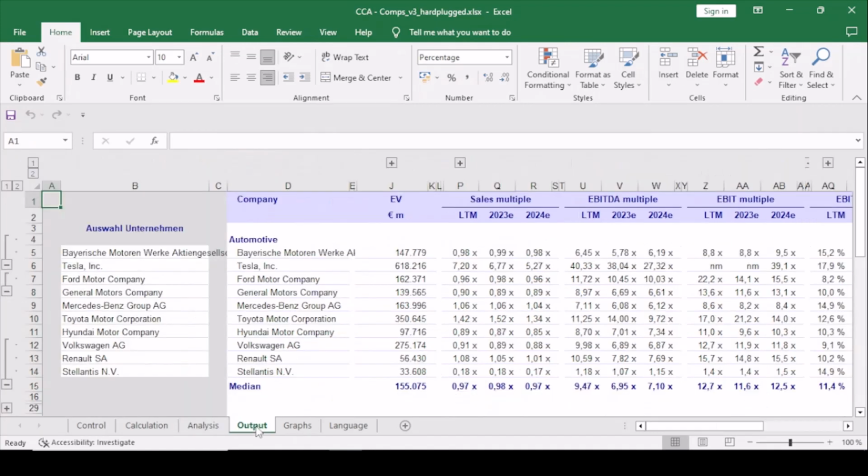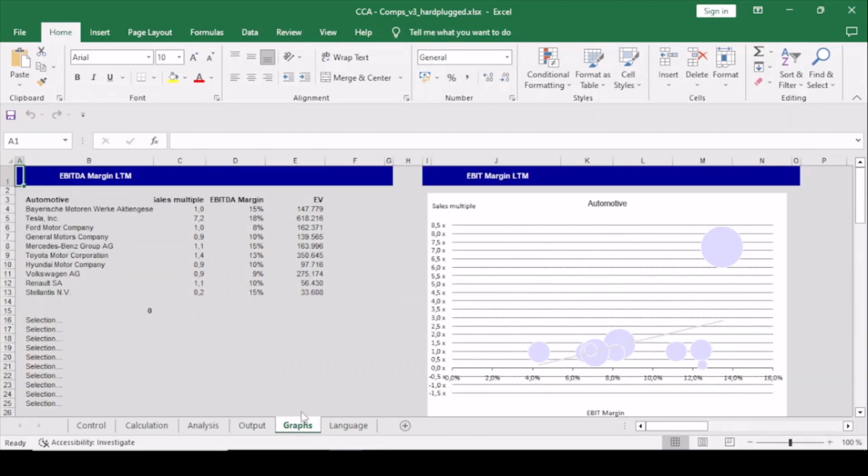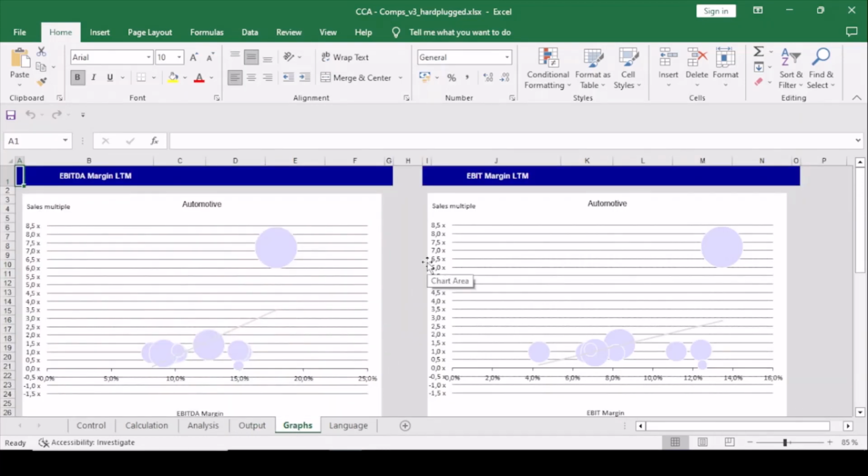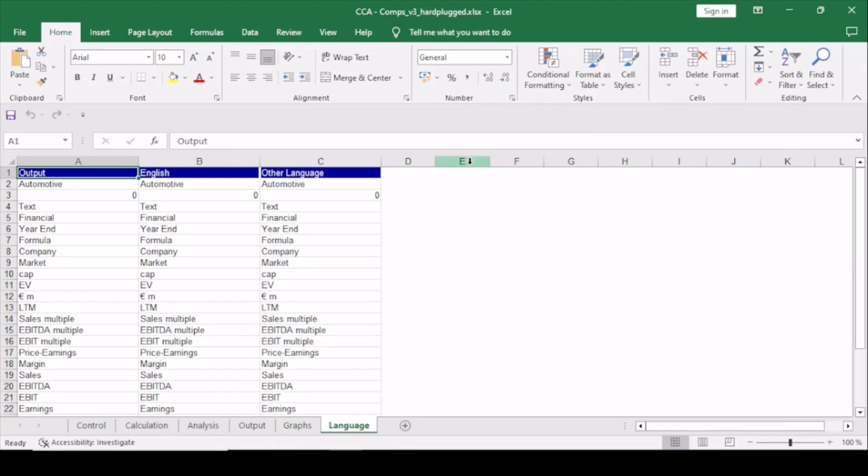The output sheet is simply used to provide a copy and paste basis for any presentation or whatever you need a multiple table for. In this respect, the graphs are also used for these purposes. And furthermore, we will look at some regressions using, for example, sales, growth, or margins to analyze any correlation with valuation. Last, we will include a language sheet to enable a simple translation of the whole workbook to your desired language.